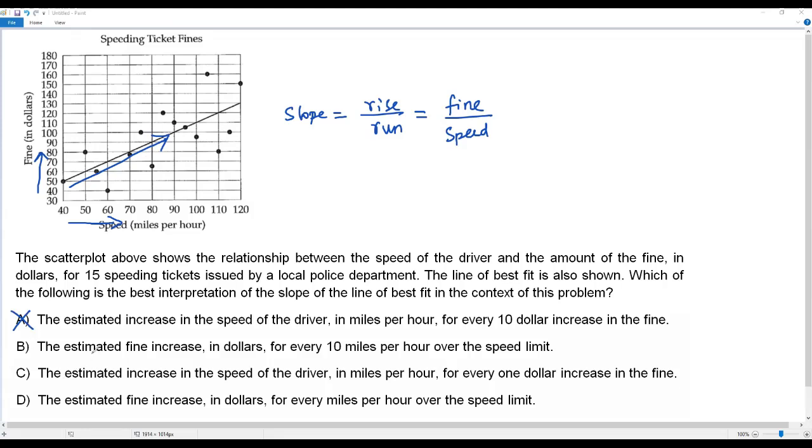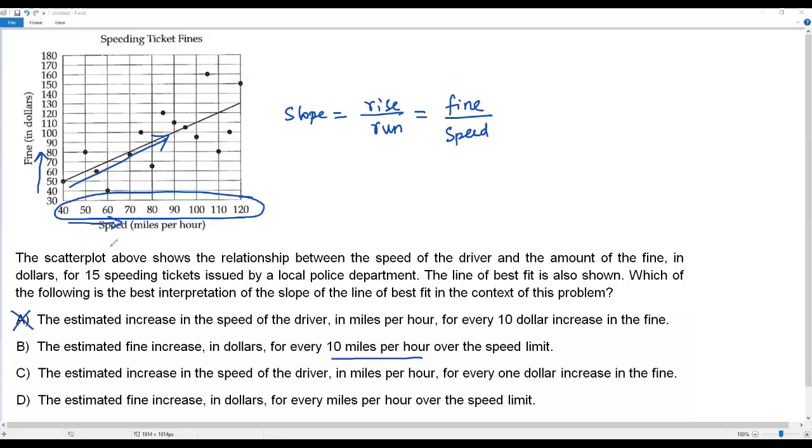Now let's go to option B. The estimated fine increase in dollars for every 10 miles per hour over the speed limit. I think option B says something logically correct, because we have already interpreted the slope: the estimated increase in fine in dollars with respect to the increase in speed in miles per hour over the speed limit. But the tricky thing here is every 10 miles per hour. When students look at the numbers on the horizontal axis, they may feel this is correct. Actually, we space the numbers according to our convenience, and it also depends on the size of the numbers. Here the numbers are spaced on the horizontal axis with a 10-unit gap: 30 to 40, 40 to 50, 50 to 60.